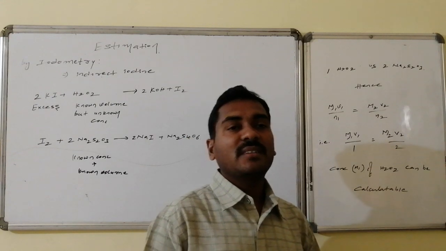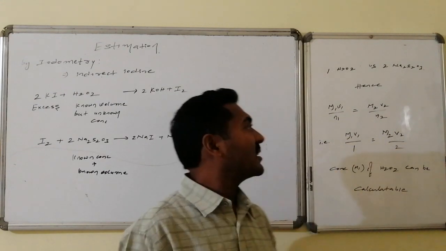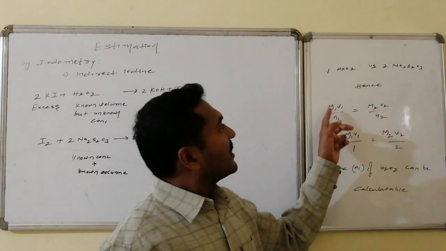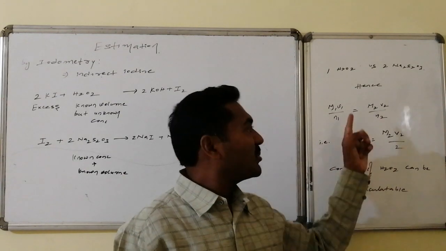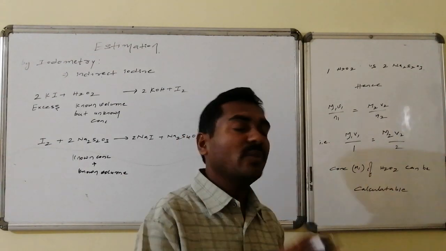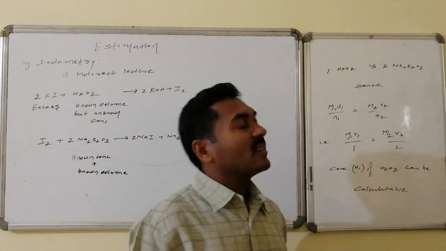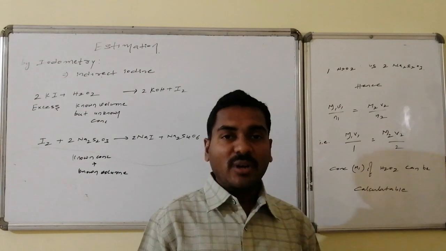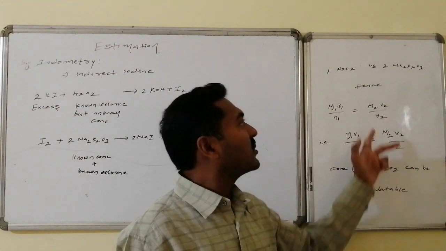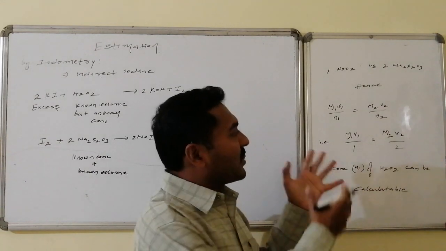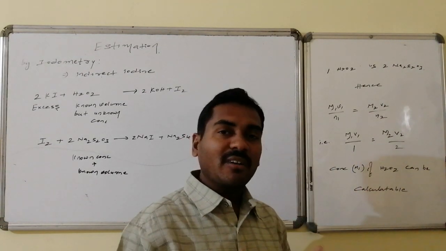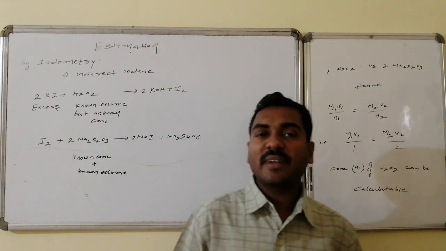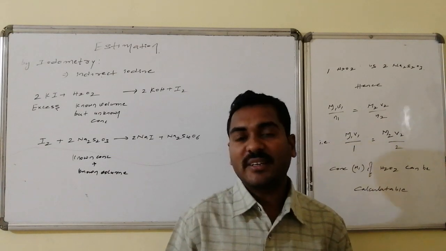If I apply the law of conservation and the law of equivalence, m1 v1 by n1 will become equal to m2 v2 by n2. m1 is the molarity of hydrogen peroxide, v1 is the volume of hydrogen peroxide, n1 is the stoichiometric coefficient, whereas m2 is the molarity of sodium thiosulfate, whose concentration is known, v2 is the volume of sodium thiosulfate consumed, which is also known, and n2 is the stoichiometric coefficient, that is 2. By applying this, m1 is unknown, remaining all things are known, so we can calculate m1, the molarity of the hydrogen peroxide. In that way, hydrogen peroxide can be estimated.